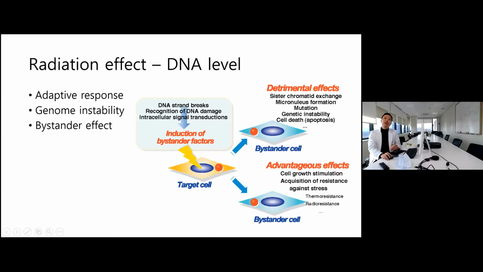However, the experiments have shown some different effects. Some researchers have shown detrimental effects, such as sister chromatid exchange, mutation, genetic instability and cell death. However, some have also shown advantageous effects, like cell growth stimulation and acquisition of resistance.